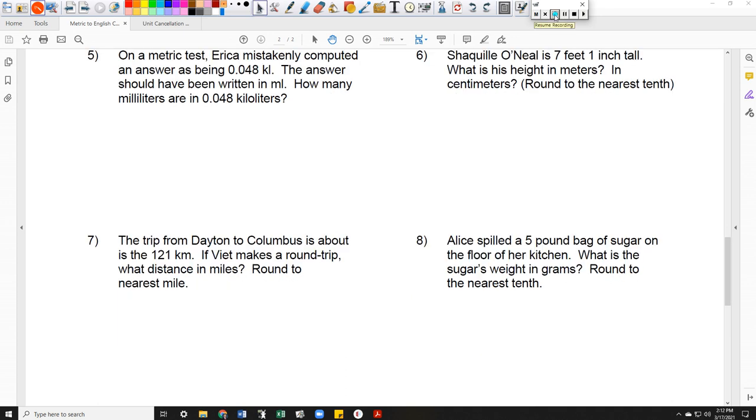So let's look at the first one. On a metric test, Erica mistakenly computed the answer as being 0.048. What is kL? Kiloliters. The answer should have been written in milliliters. How many milliliters are 0.048 kiloliters?